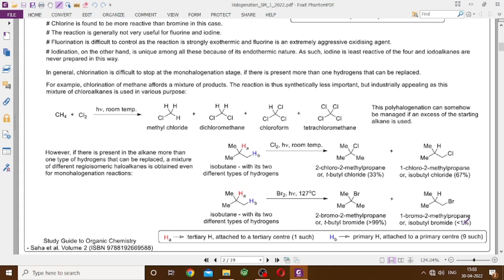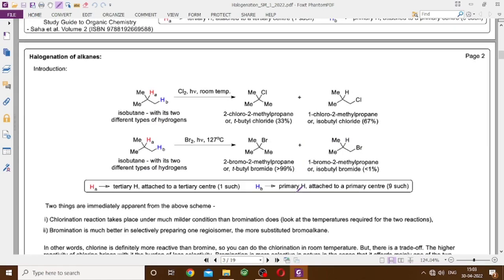And only less than 1% of the product is arising from replacement of the more abundant primary hydrogen. So this gives you another clue that bromination is definitely more selective. Whereas chlorination was more reactive, chlorine was more reactive, the selectivity of bromination is much greater.